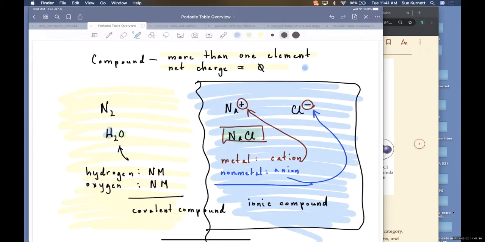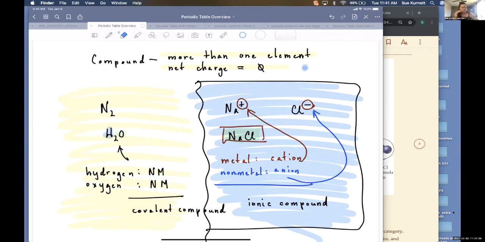Got it. Yeah. But the thing that they have in common is by being a compound, there's more than one kind of element. So for example, chlorine is an element, not a compound, because there's only one capital, there's only one kind of element there. And then they have an overall charge of 0.